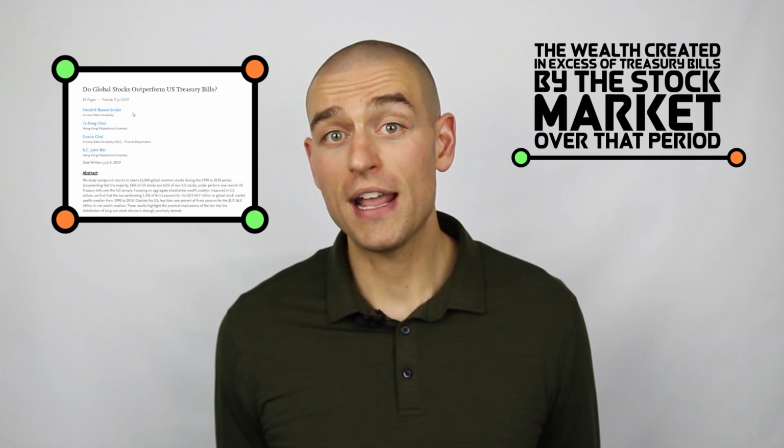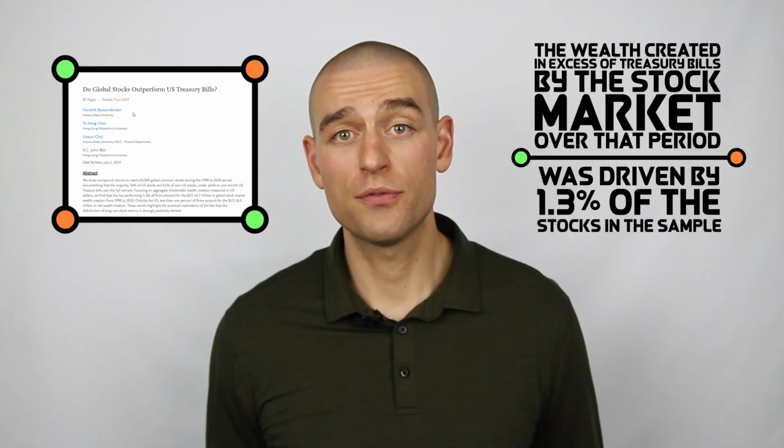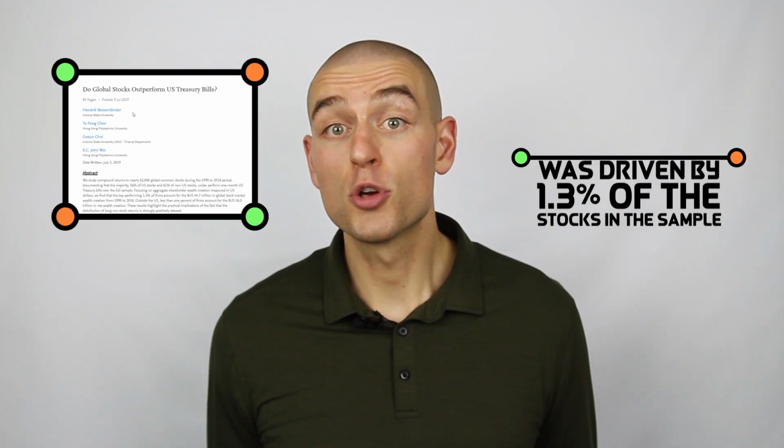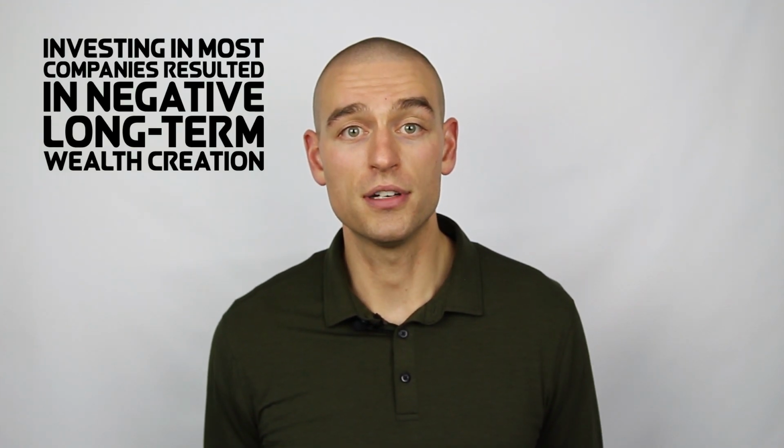In the 2019 study, Do Global Stocks Outperform US Treasury Bills?, the authors looked at 61,100 global common stocks during the period 1990 through 2018 and found that the wealth created in excess of treasury bills by the stock market over that period was driven by 1.3% of the stocks in the sample. The majority of the firms in the sample, 61% of them, destroyed wealth over the sample period. This should be staggering to hear. Investing in most companies resulted in negative long-term wealth creation. And even within the sample of companies that generated positive wealth, it was only 1.3% of them that were responsible for the market's overall positive wealth creation.